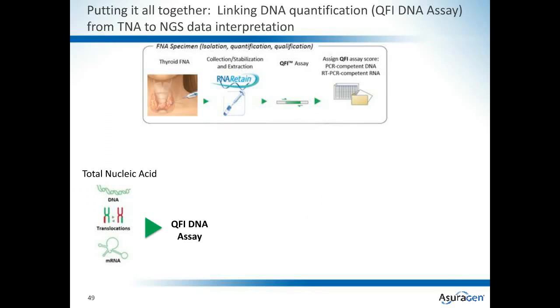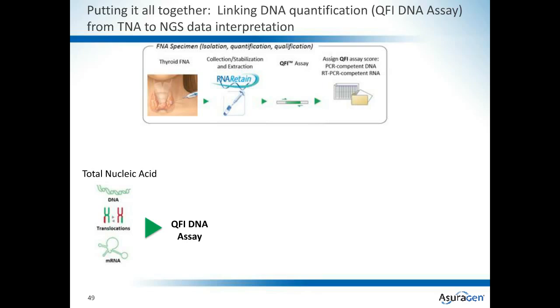Let me highlight a few other novel features of the assay and how we can now put it all together with these different innovations that spread across the pre-analytical, analytical, and post-analytical components of the workflow. So let's consider total nucleic acid that we're going to analyze from the sample taken from the patient. Because thyroid biopsies often don't yield a great deal of total nucleic acid, it's important that you don't overtly consume that material in the QC assay.